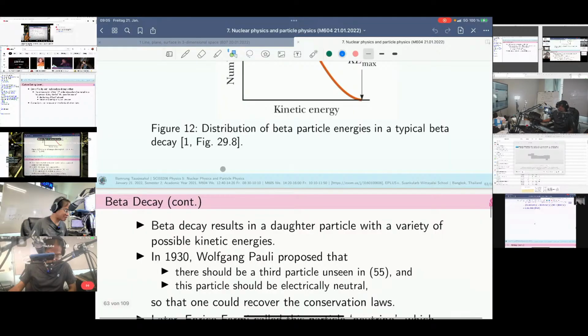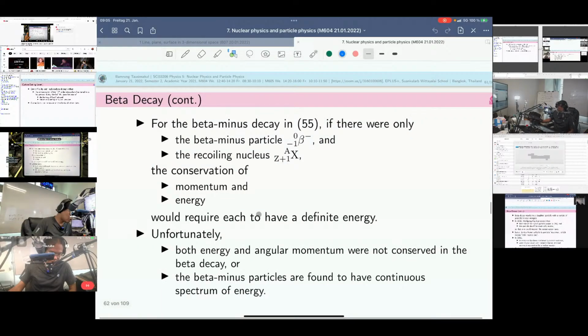Yeah, because there is something missing, something is wrong. The measurement doesn't correspond to our calculation here. So Wolfgang Pauli tried to investigate it in 1930, and he said that there should be a third particle which doesn't appear in the process.